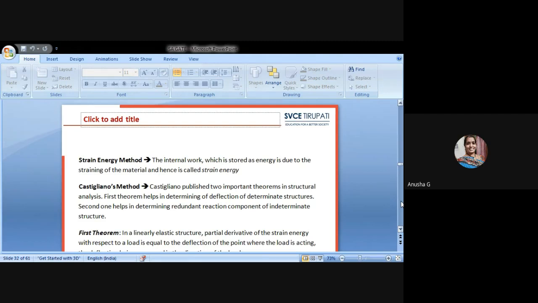Okay, here what is meant by Castigliano's method? He published two important theorems. The first theorem helps us to determine the deflection of determinate beams. The second theorem helps us to determine the redundant reaction components of indeterminate beams or indeterminate structures. In the first theorem, we will find the deflection, and in the second theorem, we will find the reactions.